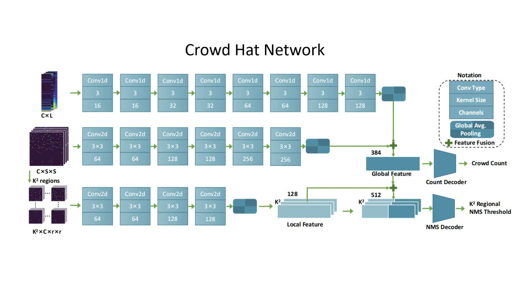Besides, we divide the 2D compressed matrices into K×K patches and process them with 2D convolutional layers to obtain K×K local features. And then, the global feature is fused with each local feature to regress the corresponding NMS threshold within the patch. It is worth noting that the NMS process is non-differentiable, so we obtain the NMS thresholds by linear search, and directly regress these thresholds.